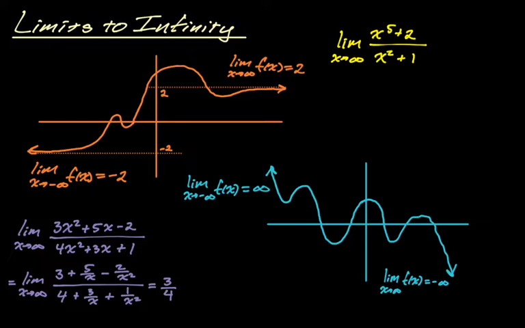And if we do the limit as x approaches infinity of x to the fifth plus 2 over x squared plus 1, I'm going to try the same approach. Divide everything I see by the highest power of x in the denominator, which is x squared.